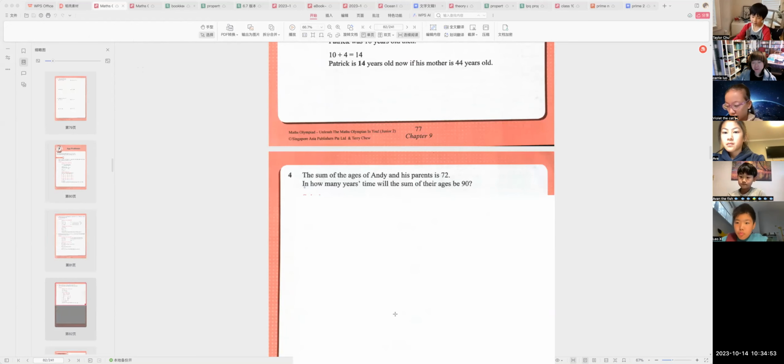Okay, everybody, let's take a look at this one. The sum of the age of Andy and his parents is 72. In how many years' time will the sum of their age become 90? Okay, everybody, you can list it and you can just use X and everything, okay?